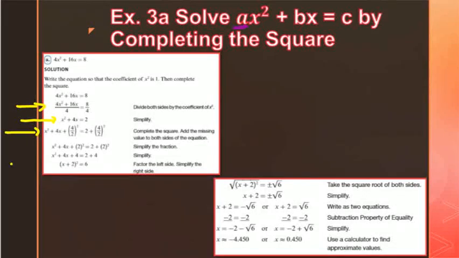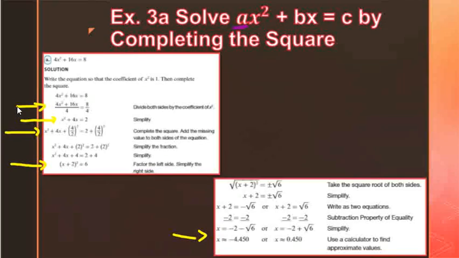And then they were able to solve for x by getting rid of the square. And you can see down over here that they end up having an answer of x being a negative 4.45 or a positive 0.45.